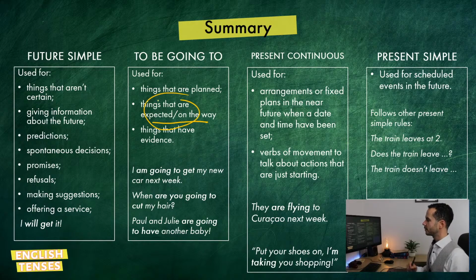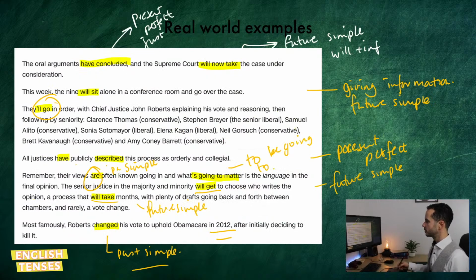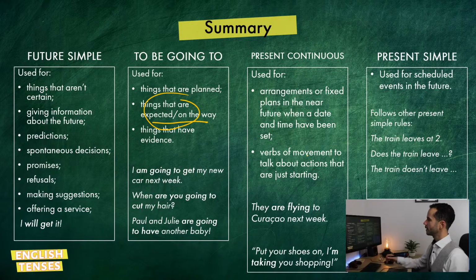So that's why we would use to be going to in that sentence, which is this sentence here. And then of course future simple for things that are uncertain when we're giving information about the future, predictions, spontaneous decisions, promises, refusals, making suggestions, and offering a service.